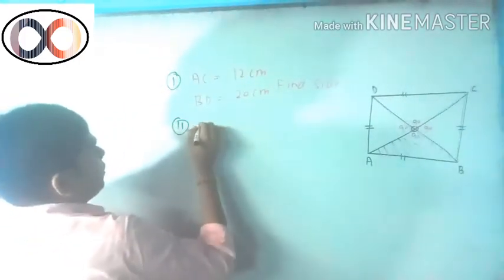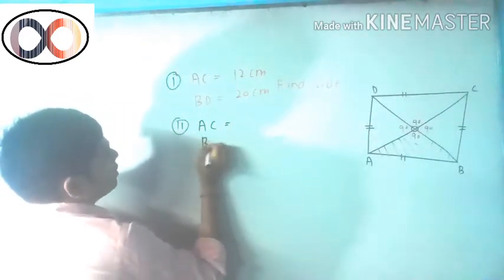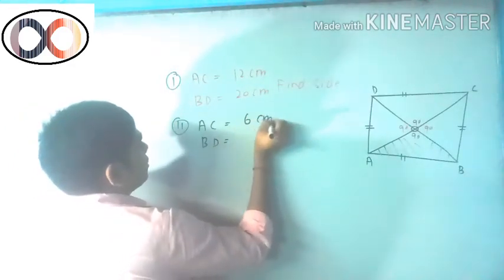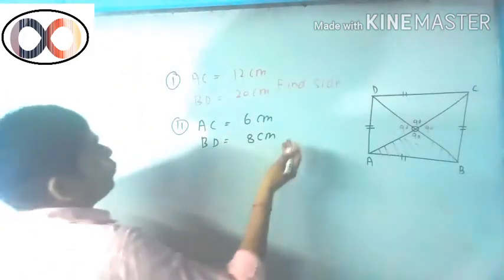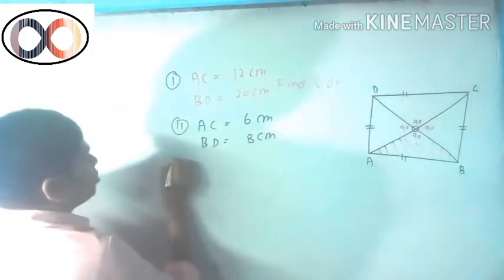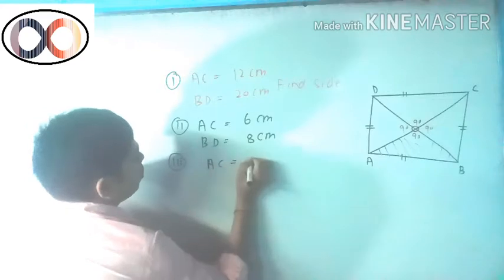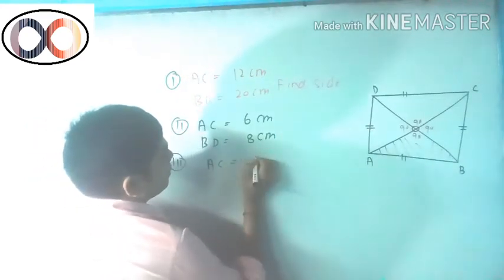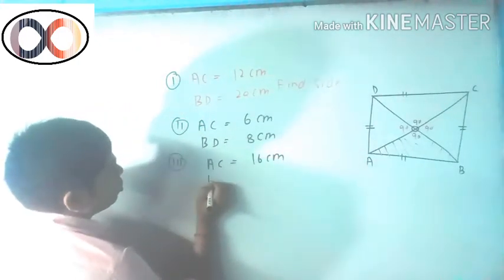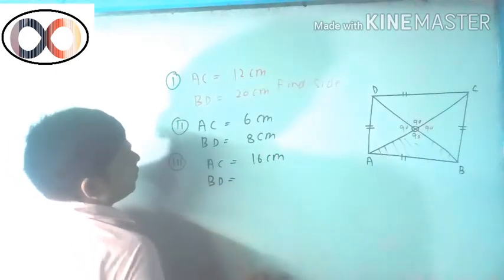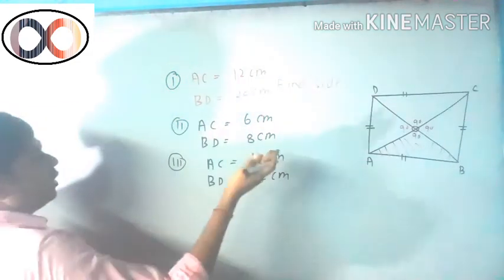AC and BD. Here AC is 6 and BD is 8. So you can find the length of the sides. Next, the third question: AC equals 16 centimeter and BD equals 12 centimeter. So you need to find the length of the sides.